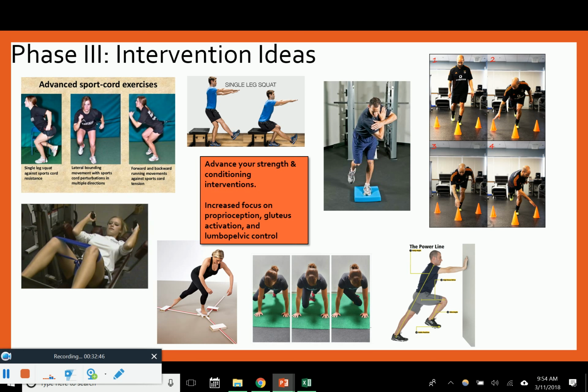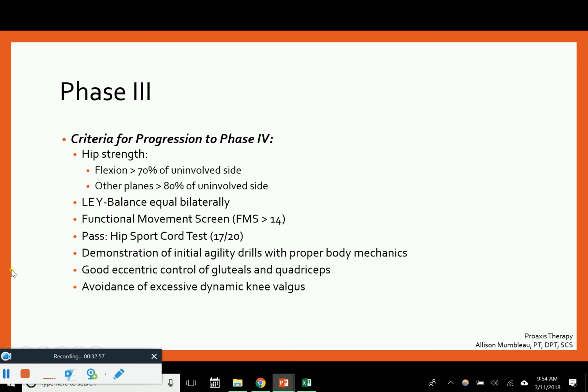Phase 3 intervention ideas. Now we're starting to get them loaded, and we're starting to do more single leg activities. You can see the ones we have pictured here. Criteria for progression to phase 4. Hip strength has to be greater than 70% of the uninvolved side for flexion, and the other planes need to be greater than 80%. Lower extremity Y balance test needs to be equal bilaterally.